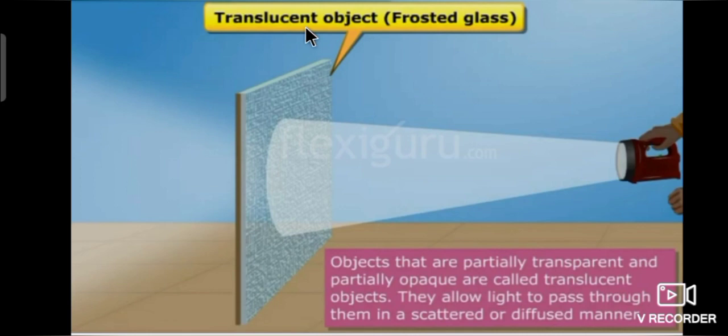Third one, translucent object. What is a translucent object? Objects that are partially transparent and partially opaque are called translucent objects. They allow light to pass through them in a scattered or diffused manner. So frosted glass is a translucent object.